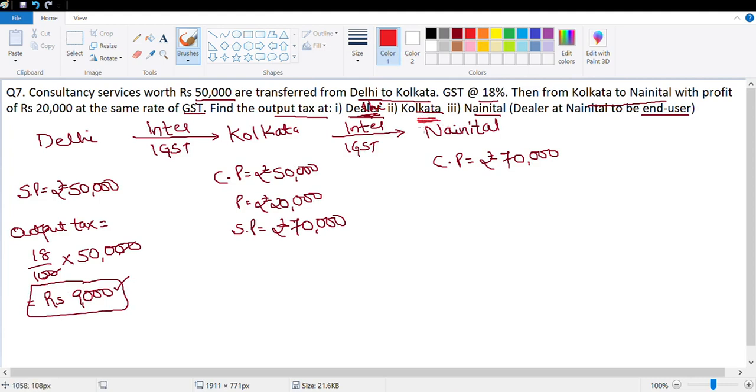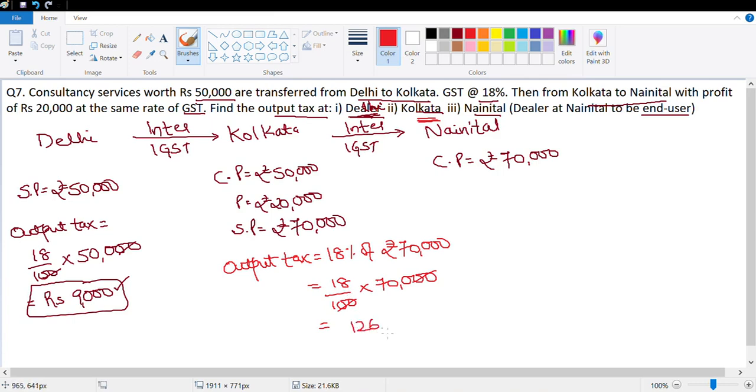Output tax at Kolkata. So output tax here would be equal to 18% of the selling price, in this case 70,000. That's 18 upon 100 into 70,000. That's 18 into 700, 70, 7 into 8, 56, that's 126. So this is 126 with two zeros, so that's 12,600. So that's the answer for the second part, output tax at Kolkata.